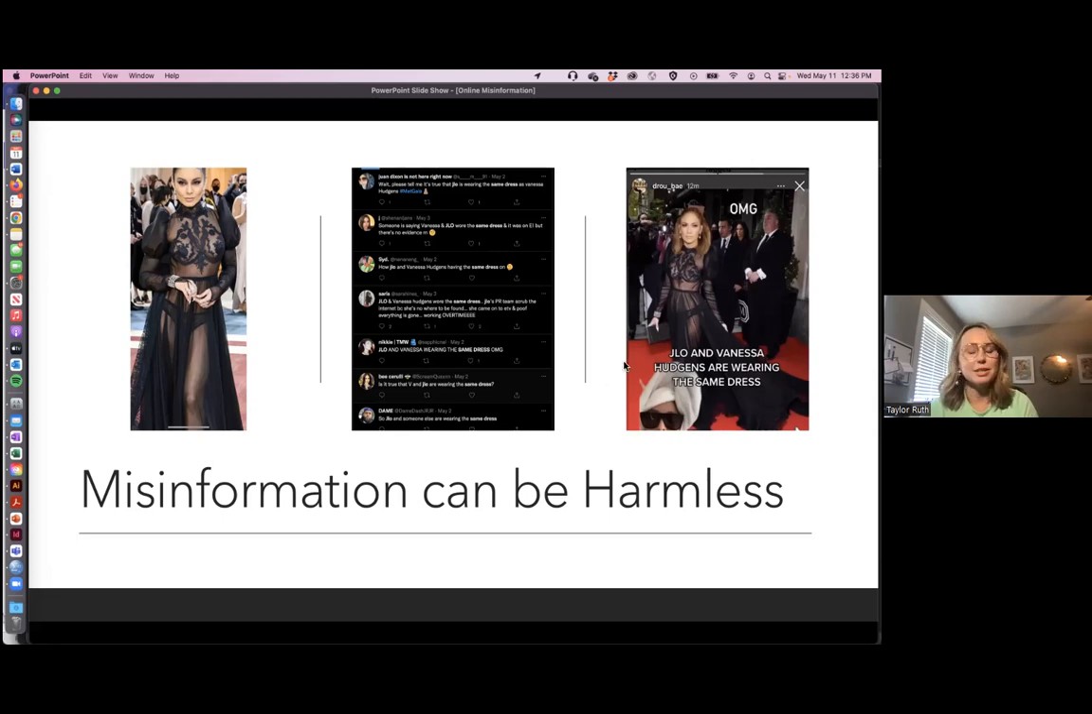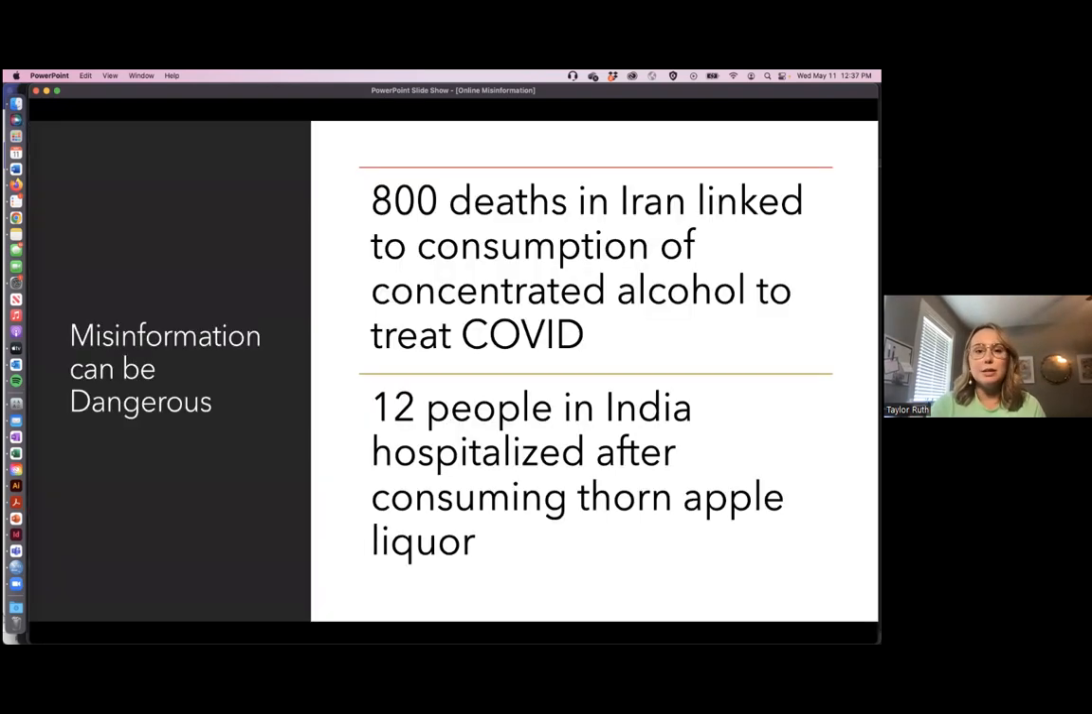One of my students, because my students know I enjoy fashion and I enjoy pop culture, came up to me and said, "Did you see two people were wearing the same dress?" And I said, "Oh no, that didn't actually happen." And she asked, "Why would people do that?" And I said, "I don't know. Some people just like to be a little bit chaotic, but this is a case of misinformation that really didn't impact people or harm people." So sometimes misinformation can be frivolous and harmless, but sometimes it can be quite harmful as well and dangerous.